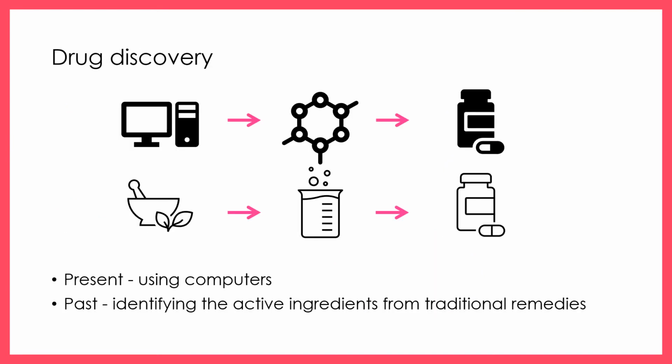In the 21st century, the first step in drug discovery is almost always carried out using computers. But this is not how it has always been. In the past, drugs used to either be extracted from traditional remedies, like herbal teas, or discovered by chance. Did you know that the world's first antibacterial drug, penicillin, was discovered by accident? Let's watch a short video to find out how that happened.